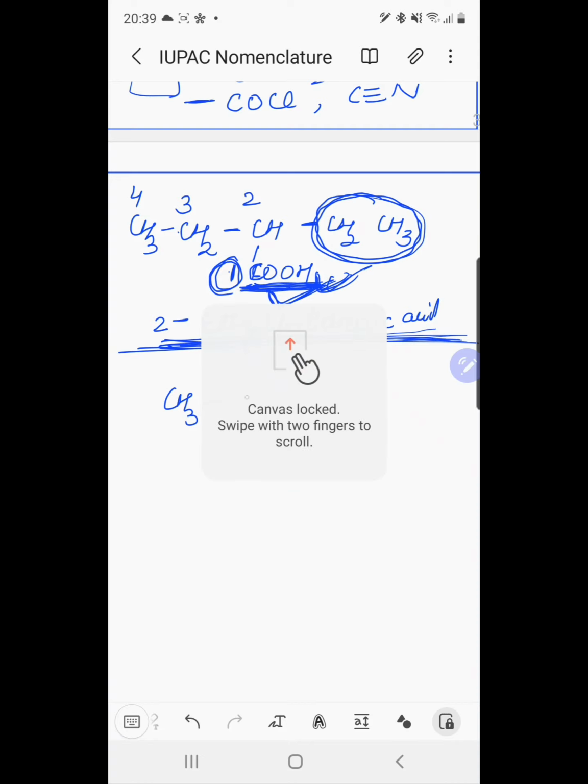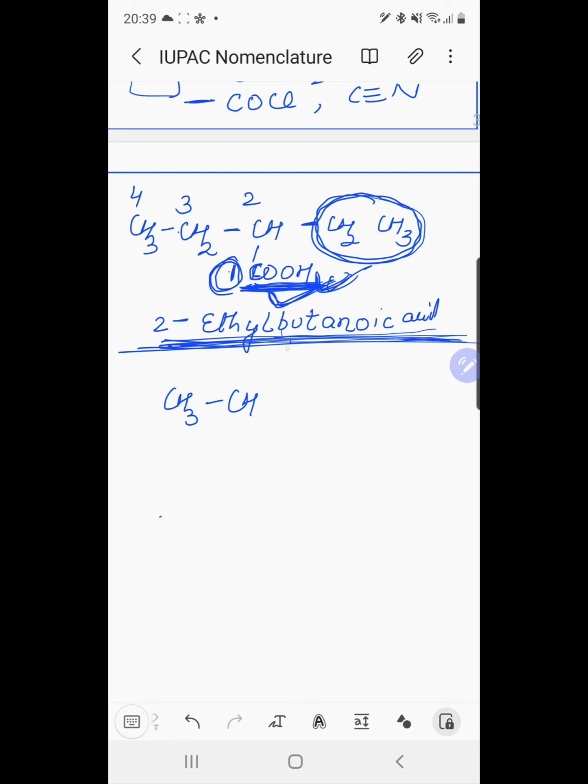For example, CH3, double bond, CH2OH. So we will start the numbering from this functional group side: 1, 2, 3, 4. So it is a 4-carbon compound. So the name will be but-2-en-1-ol. But-2-en-1-ol. Here we describe the number 1 for the functional group.